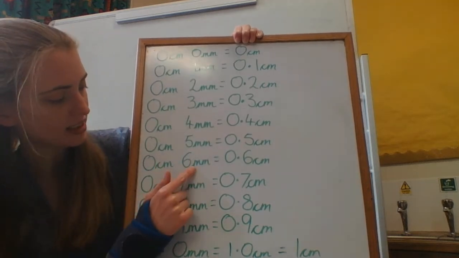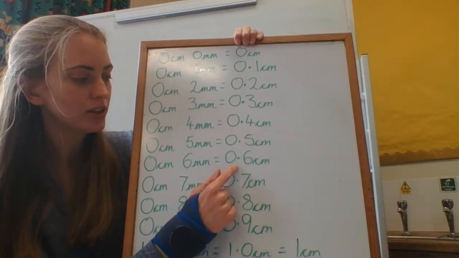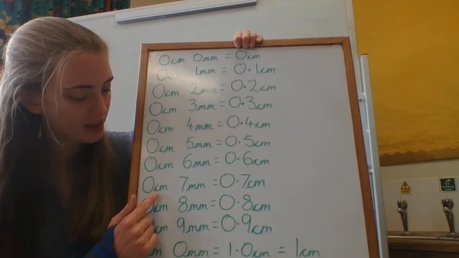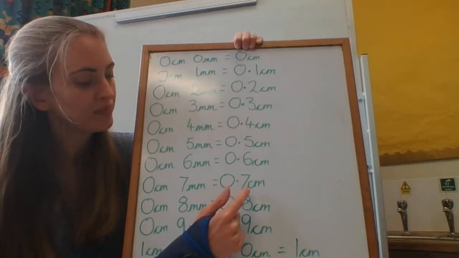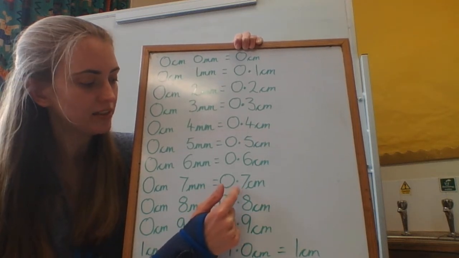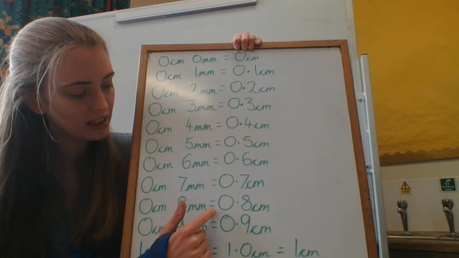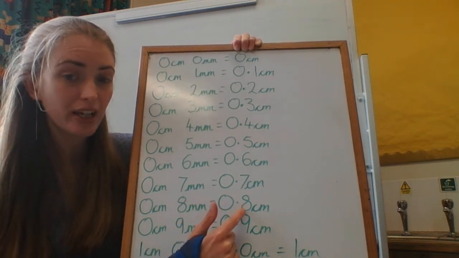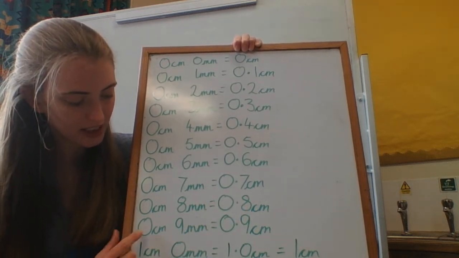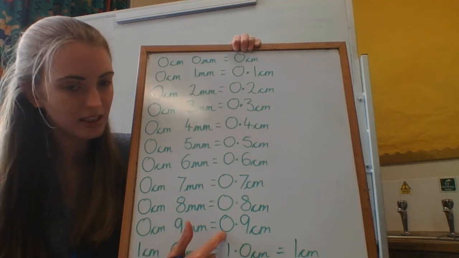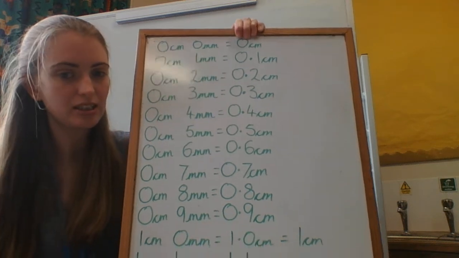0 centimetres and 6 millimetres is the same as 0 whole centimetres and 6/10 of a centimetre, 0.6 centimetres. 0 centimetres and 7 millimetres is the same as 7/10 of a centimetre, 0.7 centimetres. 0 centimetres and 8 millimetres is the same as 8/10 of a centimetre, 0.8 centimetres. 0 centimetres and 9 millimetres is the same as 9/10 of a centimetre, 0.9 centimetres.